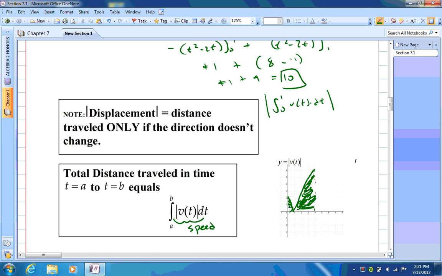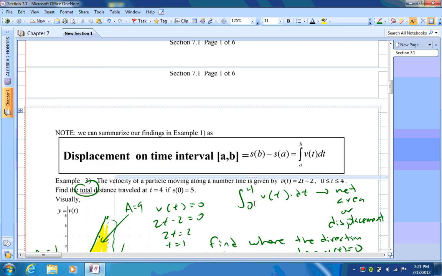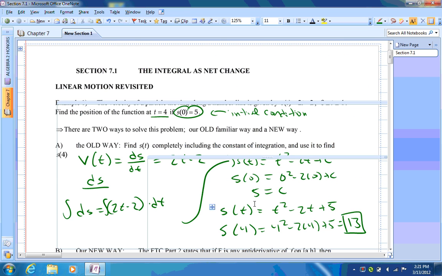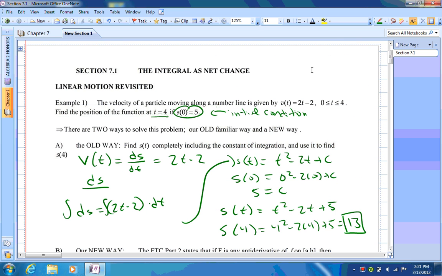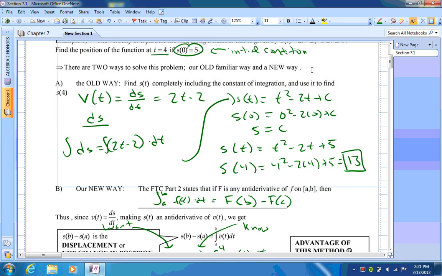I believe that's all that I plan on discussing for this video. So just to recap, if you want to find the position of a function when given a velocity function at a particular time, you could solve the way we used to do. Remember, velocity is ds over dt. Separate ds and dt, take the antiderivative, plug in your initial condition, get an equation, and then plug in the time at which you're looking for the position.